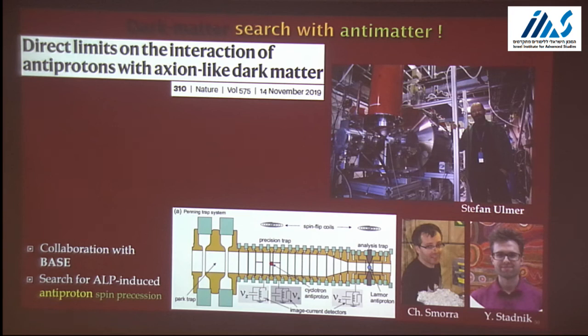This is one of the best tests of CPT invariance. And so, based on all of this CASPEr work and whatnot, there appeared an idea to look at their data and see if one can actually detect spin precession signatures due to axions or axion-like particles. The people who led this analysis were Christian Smorra, who is one of the active members of the BASE collaboration, and Yevgeny Stadnik, who was then a postdoc with our group at Mainz and is now in Japan, at the Kavli Institute for the Physics and Mathematics of the Universe. So these are some results.